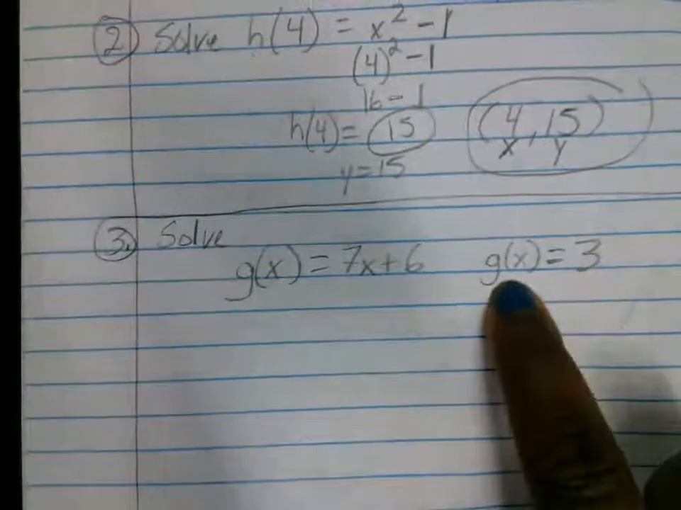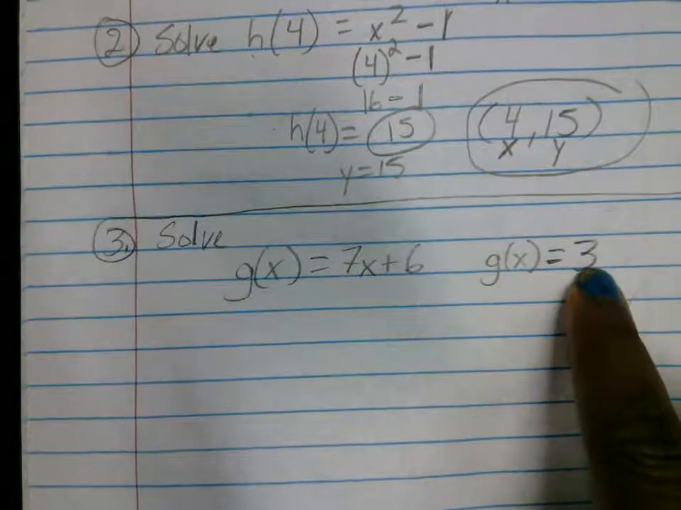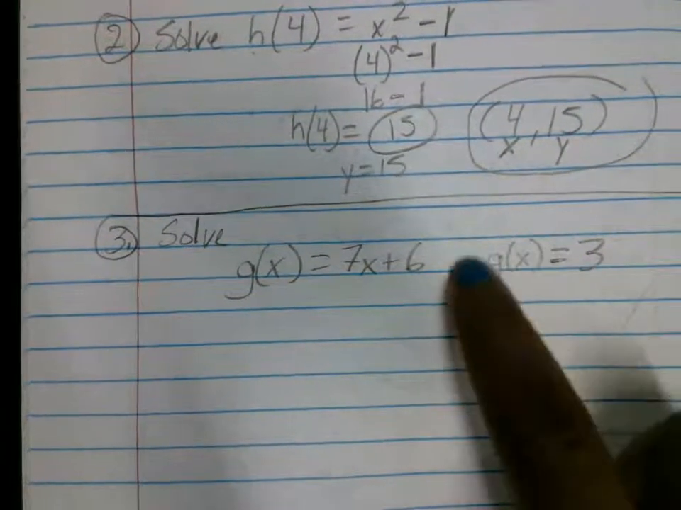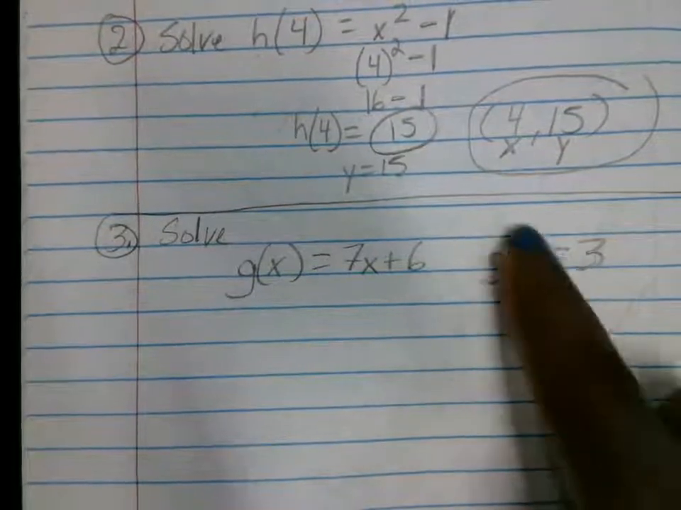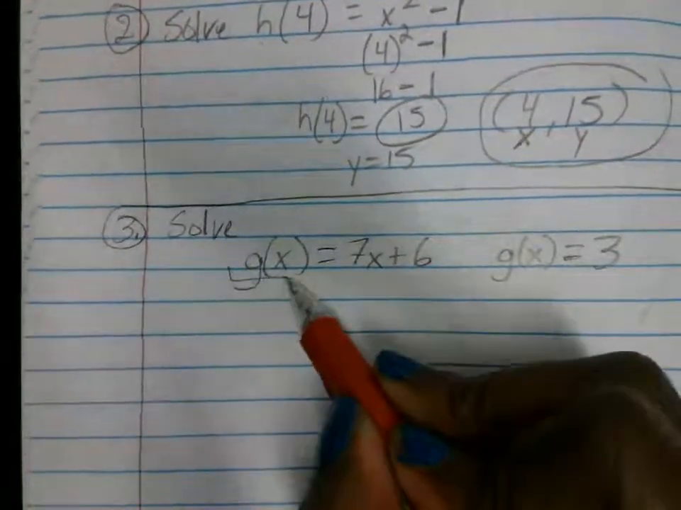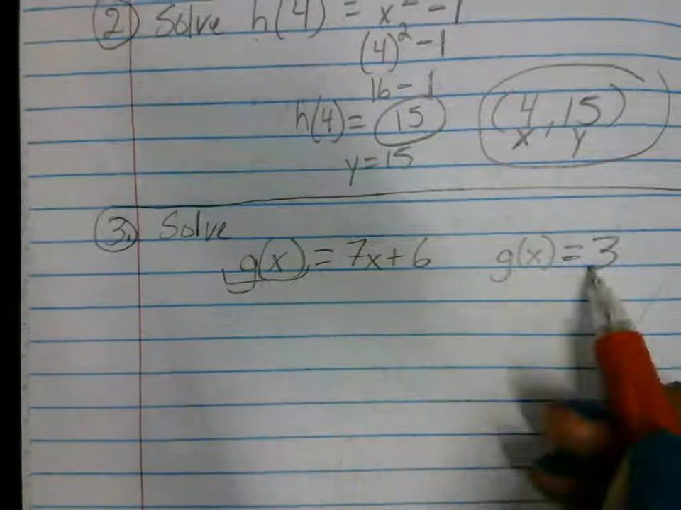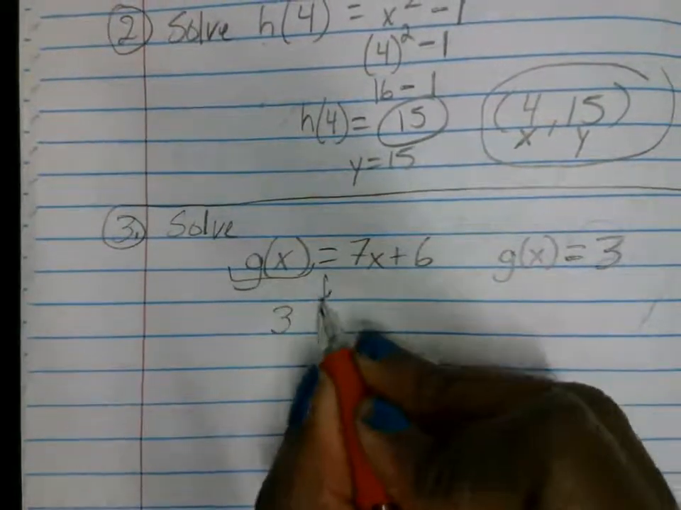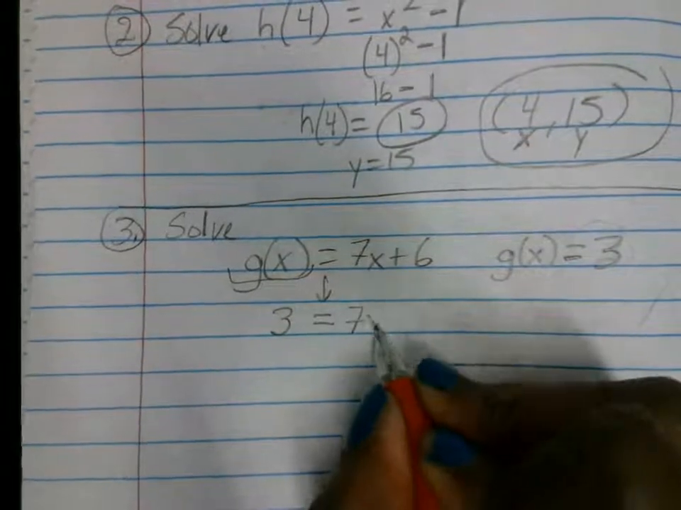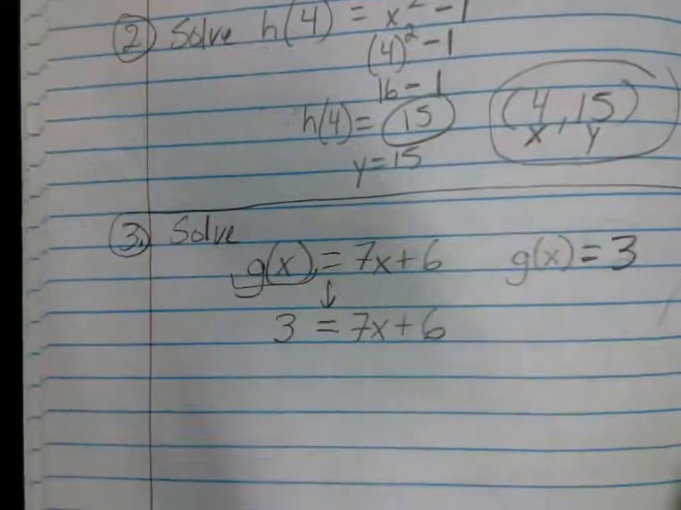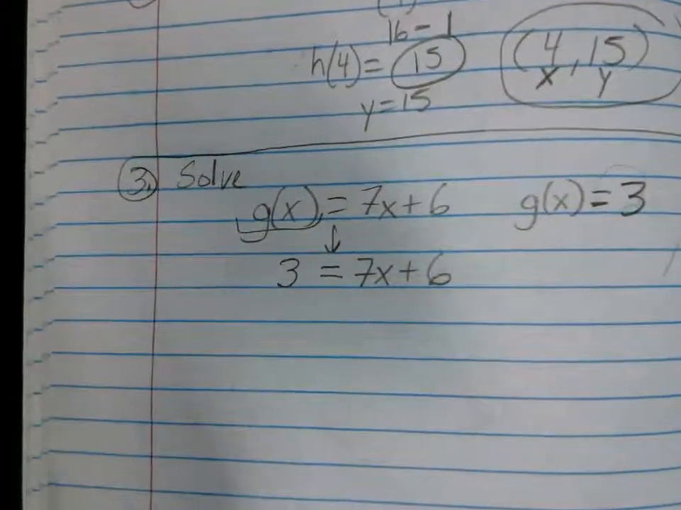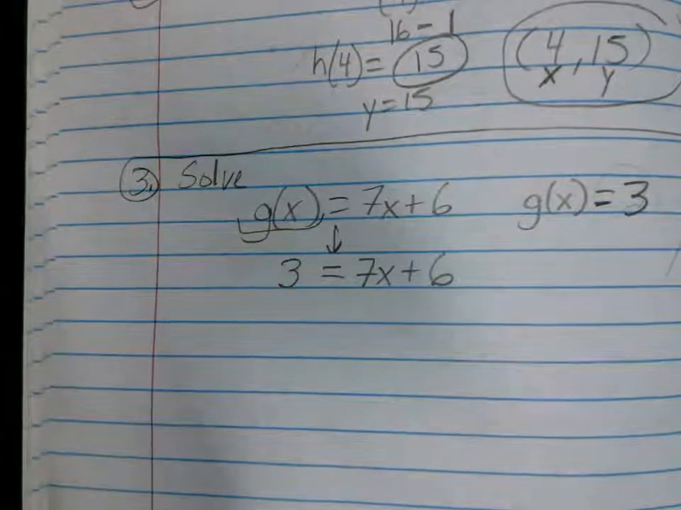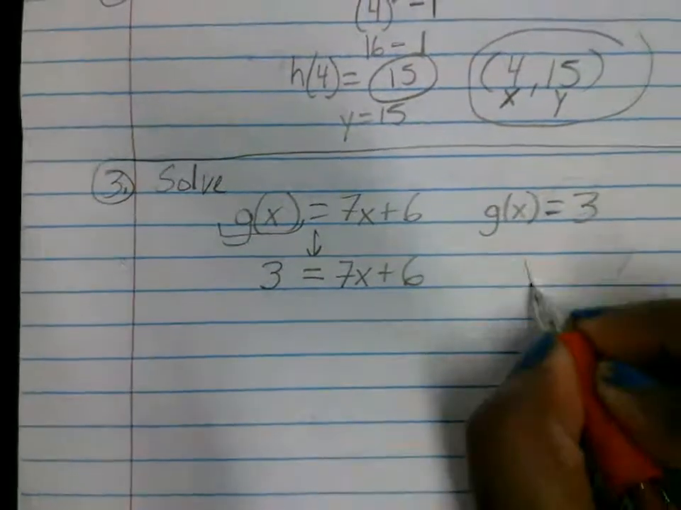What's y equal to here? 3. Remember, g of x is the same as saying y. Okay, so I'm going to replace g of x with what number? So do you see right here is g of x? I'm going to replace y or g of x with 3. So we're going to replace it with 3. Bring down the equal. Now what are we looking for? What are we trying to figure out? We're trying to find out what x is equal to.